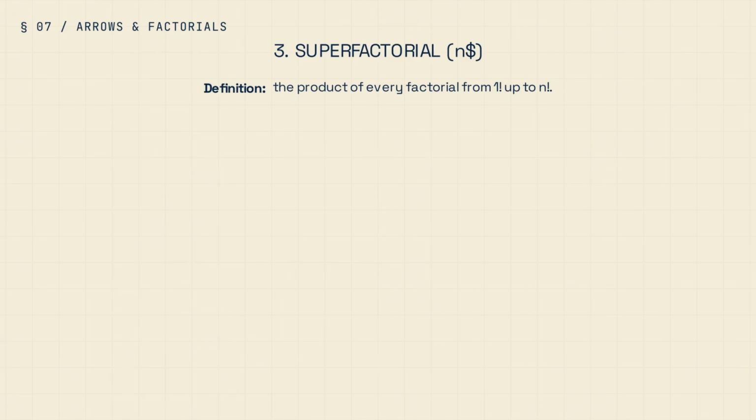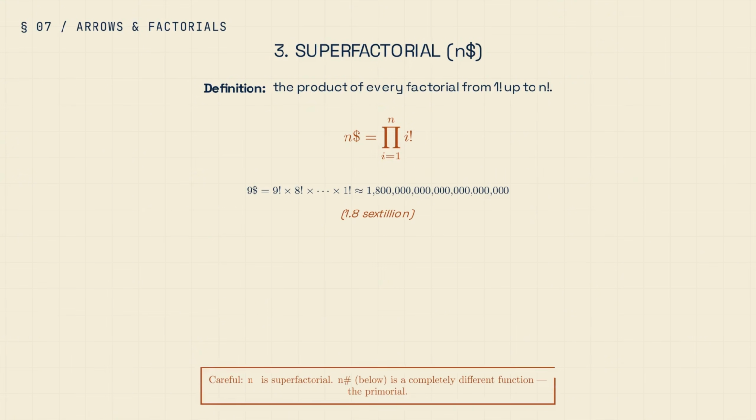Superfactorial is the product of every factorial from 1 factorial up to n factorial. 9 superfactorial multiplies 9 factorial times 8 factorial all the way down, landing around 1.86 trillion.